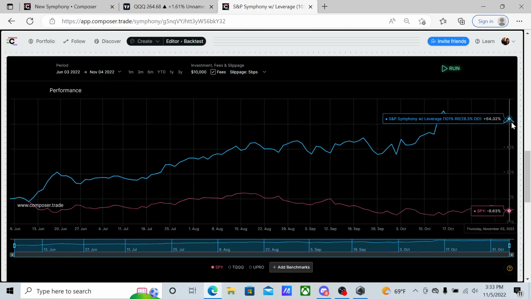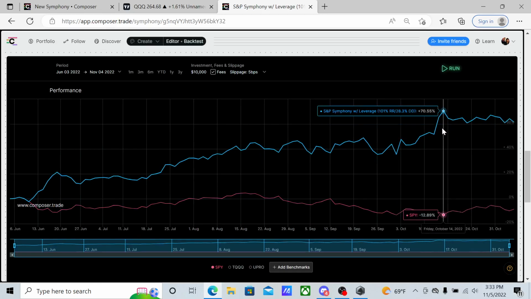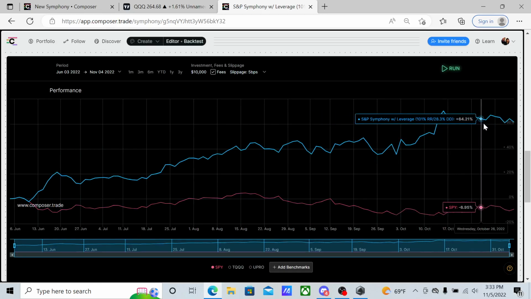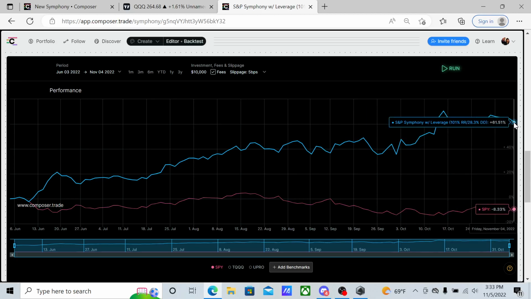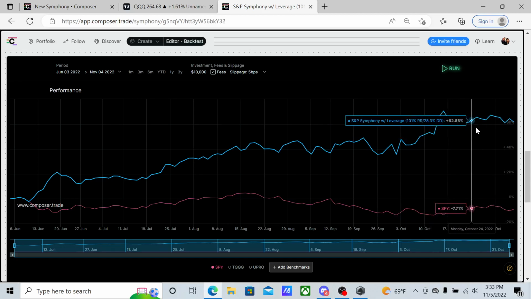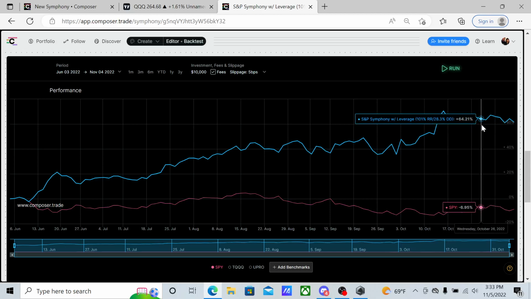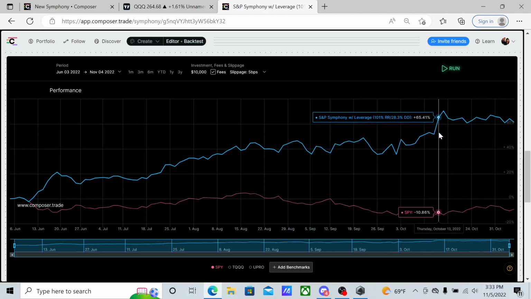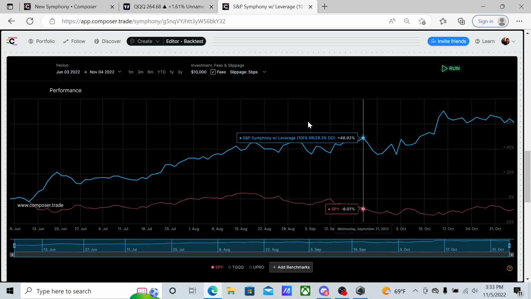So like right here, we're seeing a lot of sideways movement, and at the same time, the SPY is kind of gradually moving upward, but then it goes back down. So I guess that's sort of sideways chop too. So let's start from October 14th.